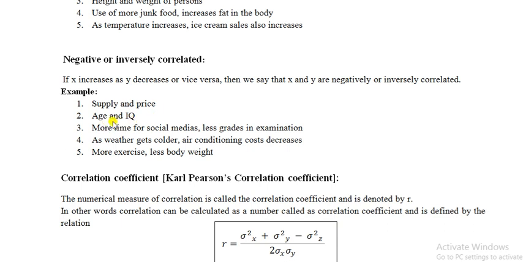If the age of the man increases, his IQ level will decrease. If we spend more time on social media, it affects our grades in examination. As the weather gets colder, air conditioning cost decreases. If we do more exercise, it will decrease our body weight. So in all these examples, if one variable increases, another variable decreases. So these examples are called negative correlation.